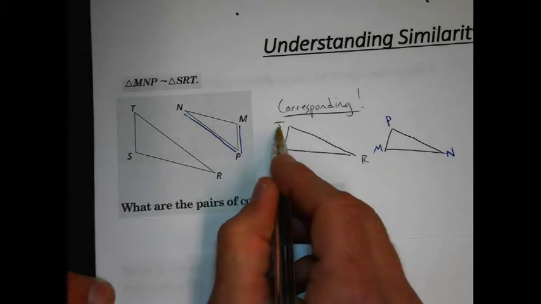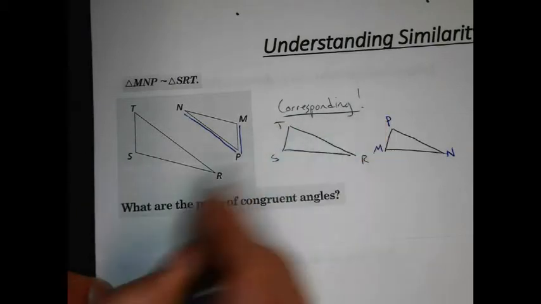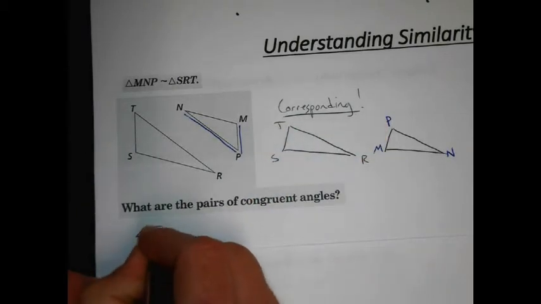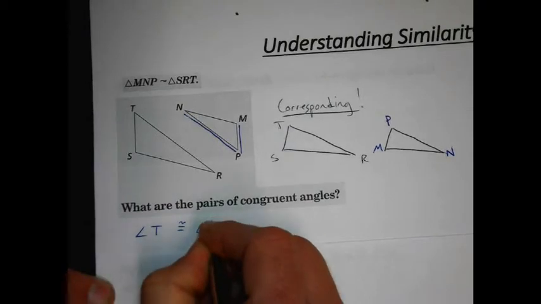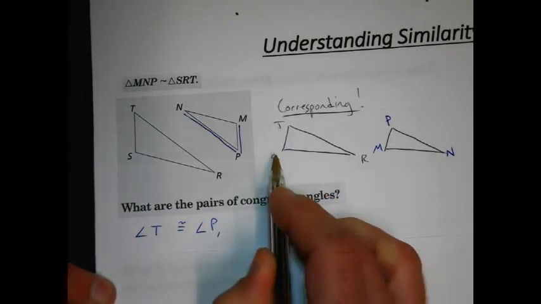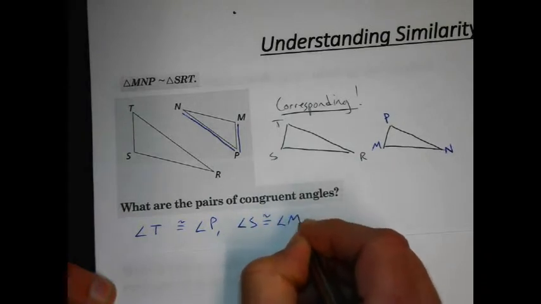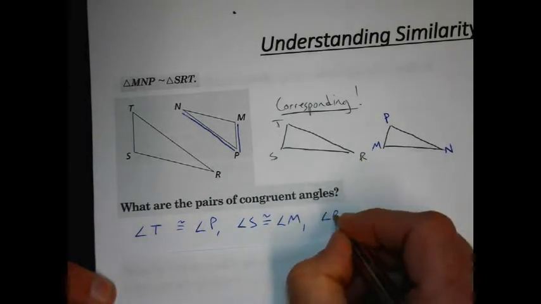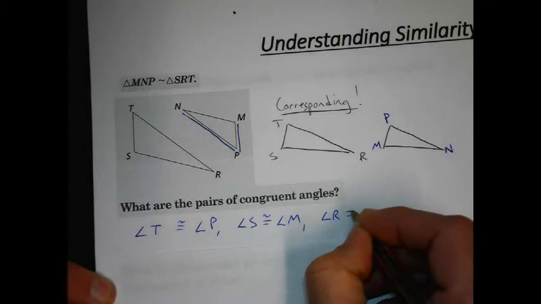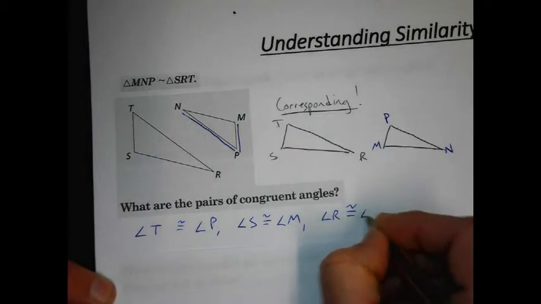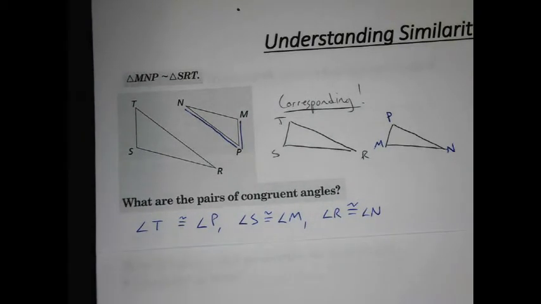Well, the corresponding angles are congruent. For example, angle T and angle P. Angle T would be congruent to angle P. Angle S would be congruent to angle M. And finally, angle R would be congruent to angle N. And so that's how we can understand similarity and how things correspond.